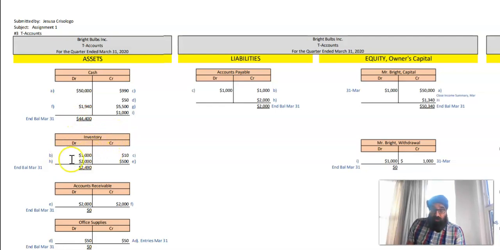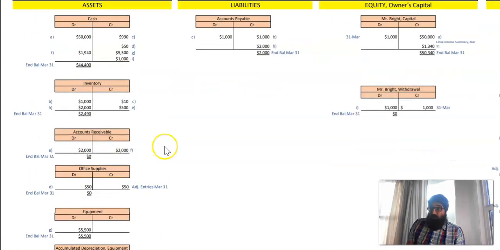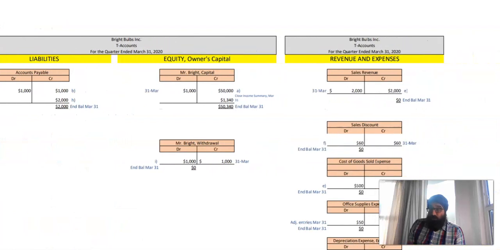But you can see here that everything is really well structured, where we have references back to the journal entry, so we can track where each number comes from. At the bottom, we have ending balance with dollar sign and double underline. So it's really, really neatly done, and a really clean looking general ledger here with all your T accounts.